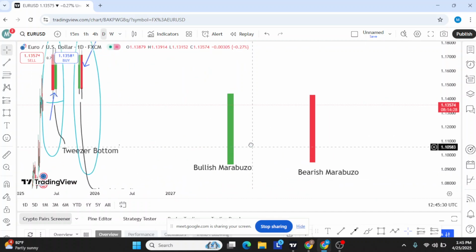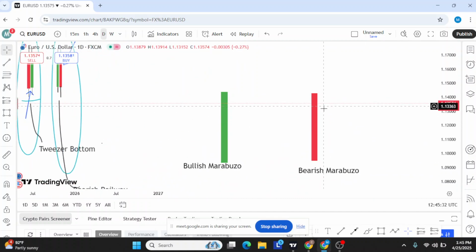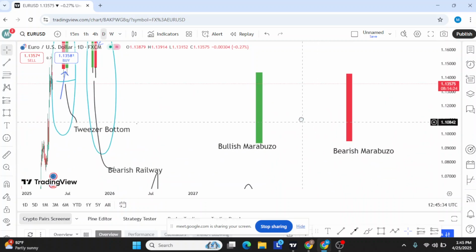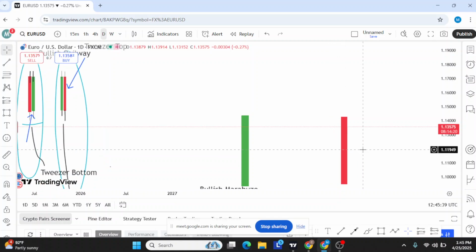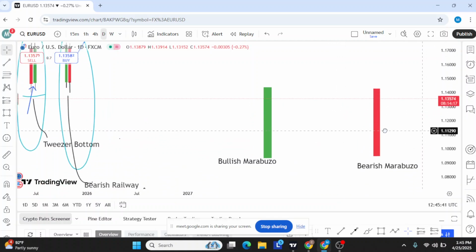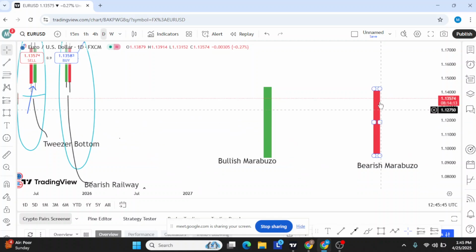Likewise, the bearish Marabuzo, you can see in a bullish market, and we are seeing a closure of this. What does that tell us? It's telling us the willingness of the sellers to push the price down, sell pressure. They are coming in with full force. So that's what leads to this closure of the candle.